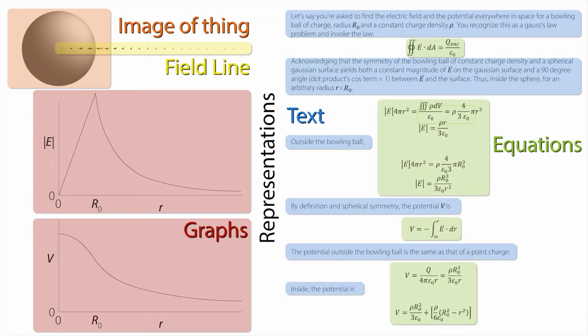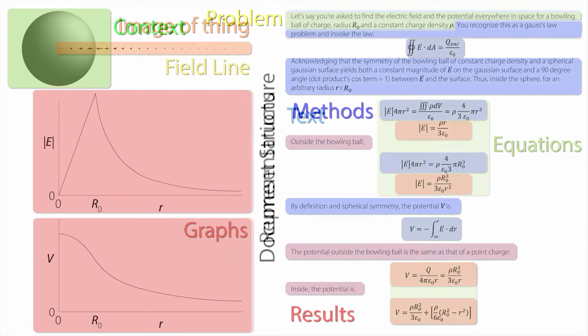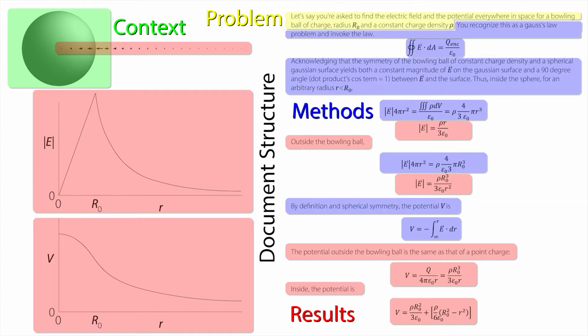Together, these elements argue for the correctness of the answer. It's nice to get the correct answer, but more important to argue the answer's correctness, because soon you'll be solving problems whose answers are unknown. Here in the P-set solution, the argument moves from the context, reality, the bowling ball of charge, to the problem, to the solution method, which is a modeling exercise that applies the state of the field to the problem at hand, to the conclusion or answer.